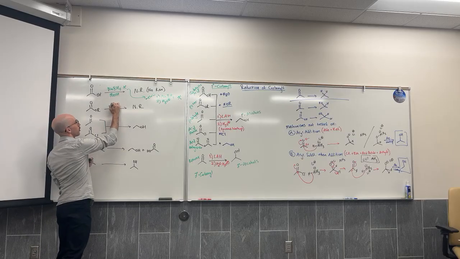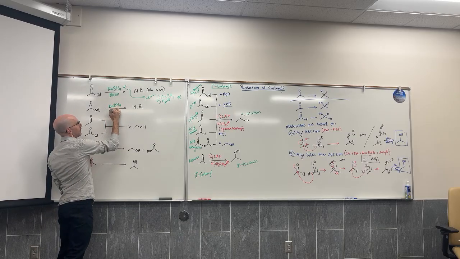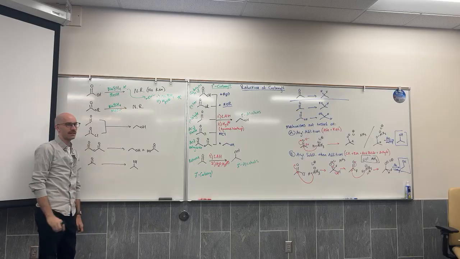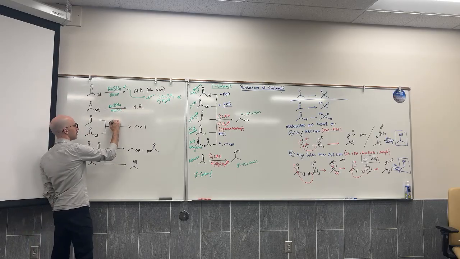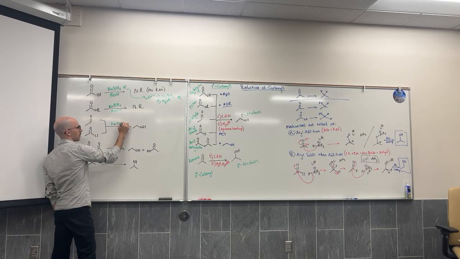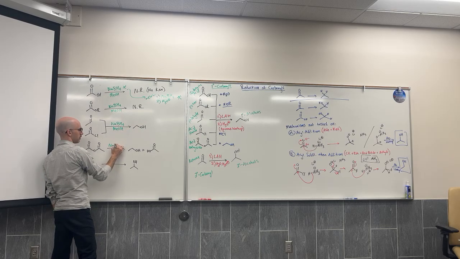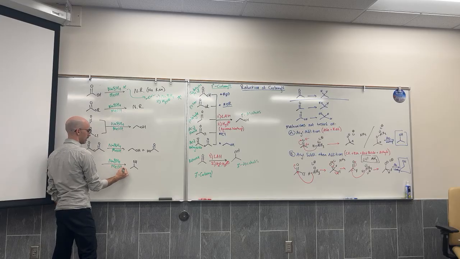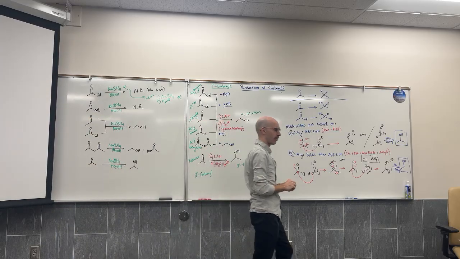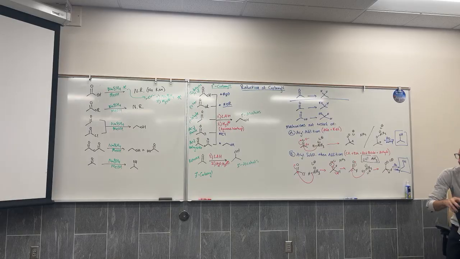So, sodium borohydride does nothing to our carboxylic acid or to our ester. Everything stays the same with the aldehyde and the acid halide. Everything stays the same with the ketone. The acid anhydride seems to do only 1/2 of what it did.